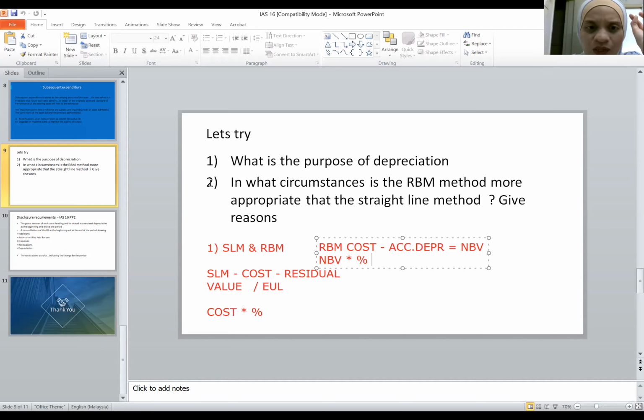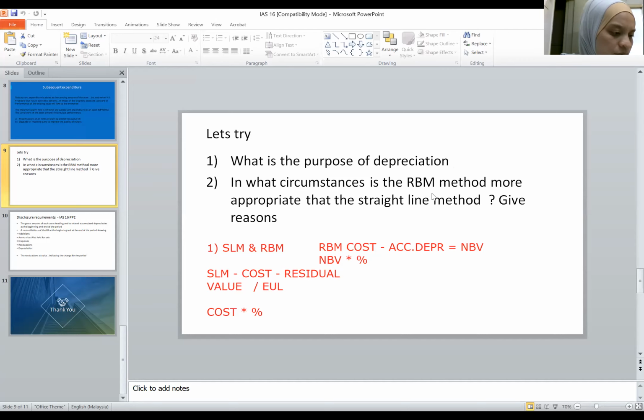Alright. So number 2, in what circumstances is the reducing balance method more appropriate than the straight line method? Okay, maksud dia sekarang ni kita ada reducing balance method and also kita ada straight line method. So kita nak tahu kat sini in what situation this method is better than this method. Okay, straight line method is better than RBM or RBM is better than the straight line method. Okay, so benda ni sebenarnya selalu madam bagi tahu dalam kelas, it depends on the asset yang you guna.